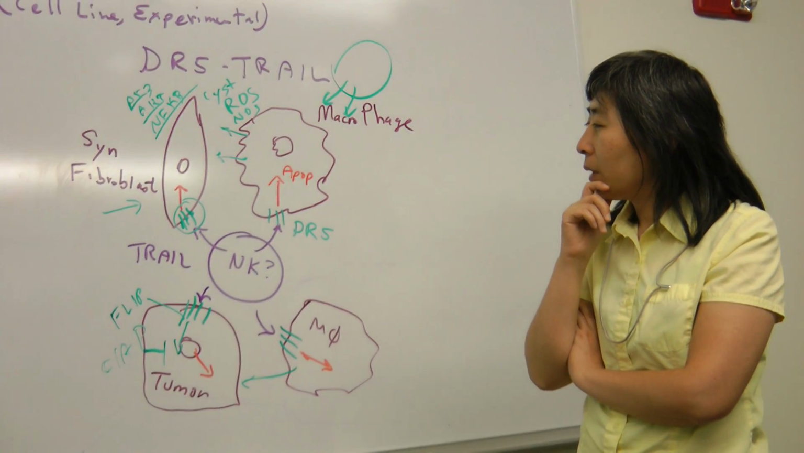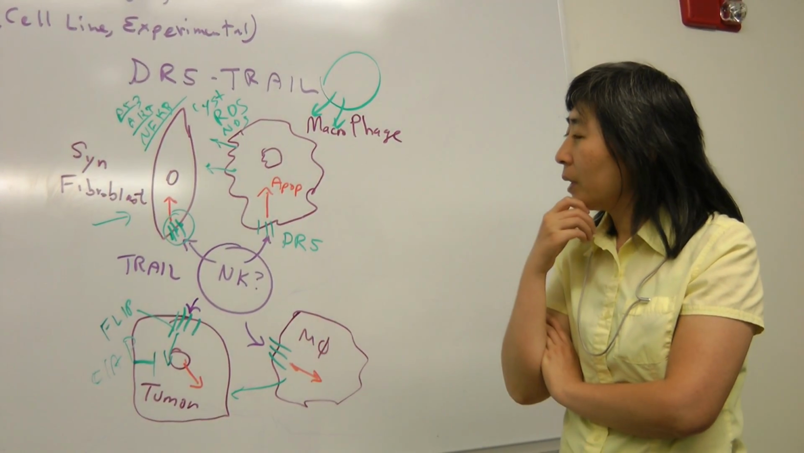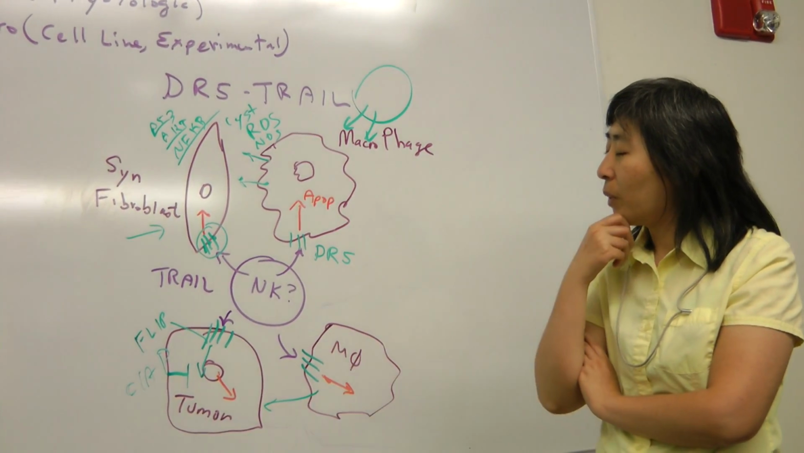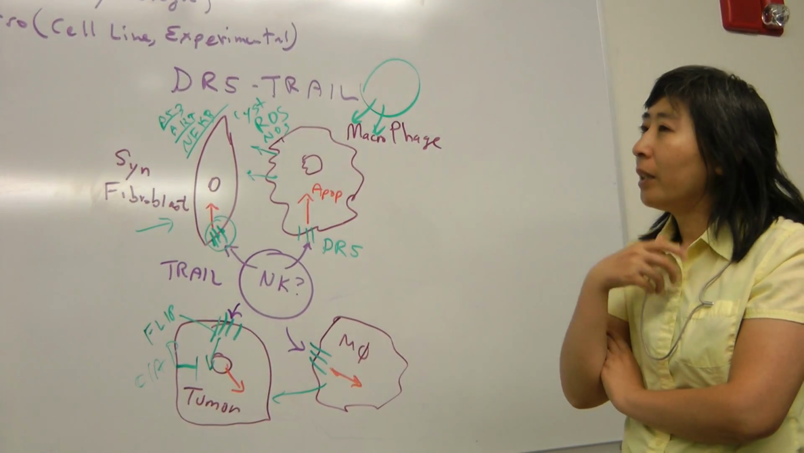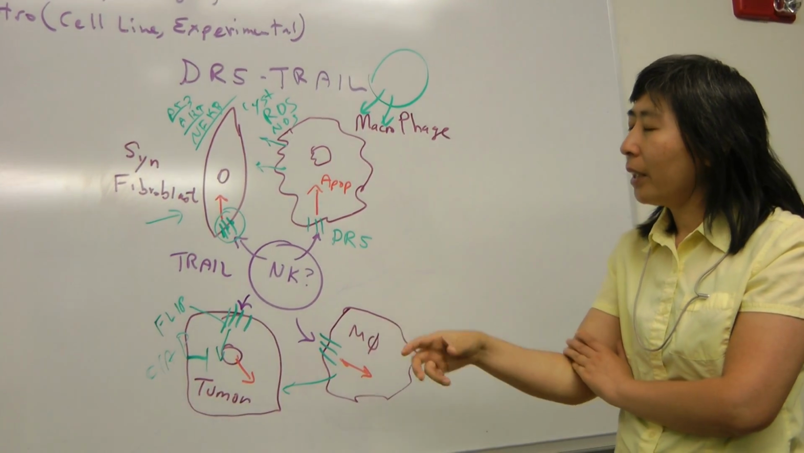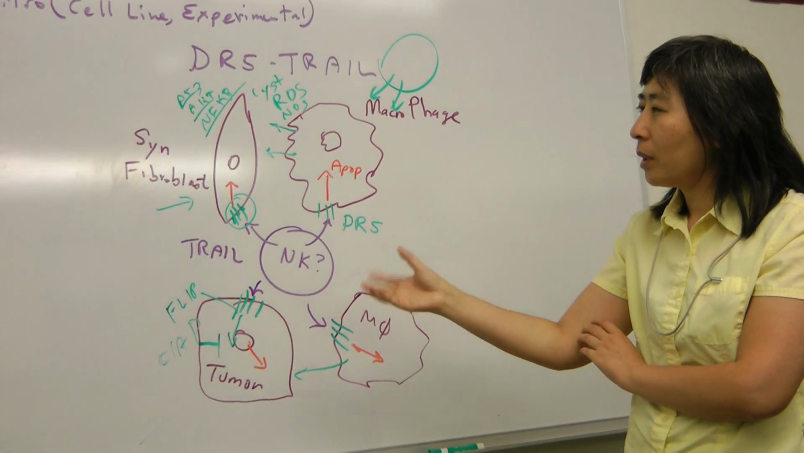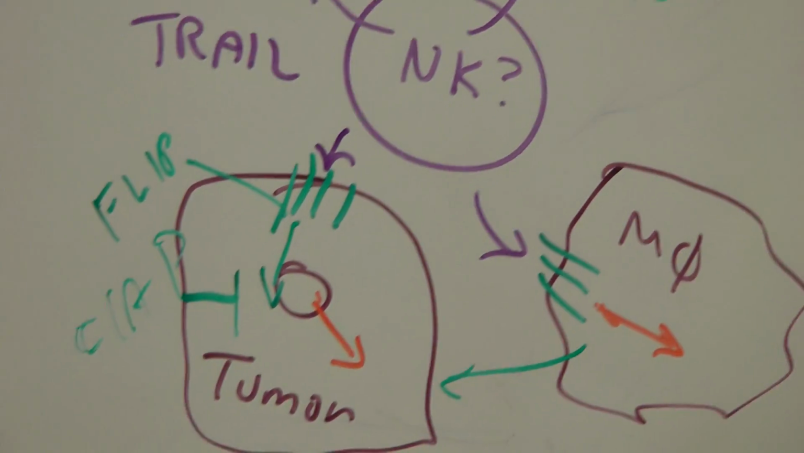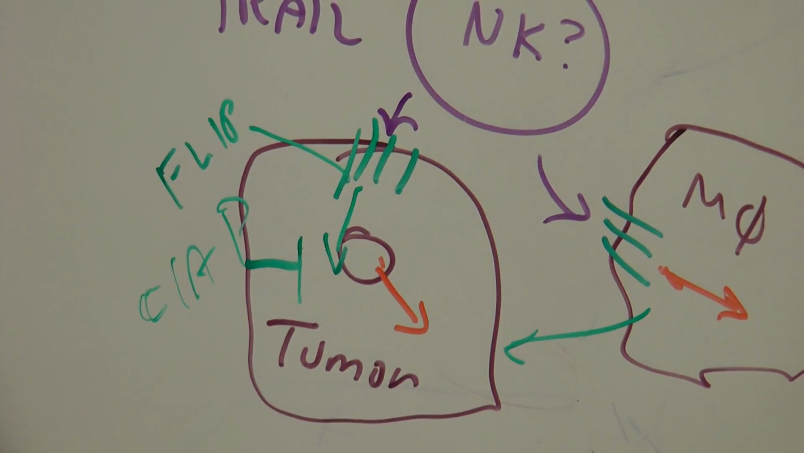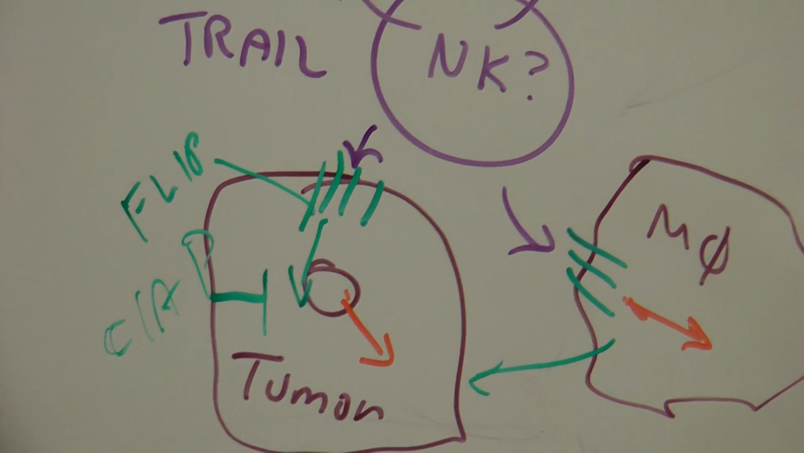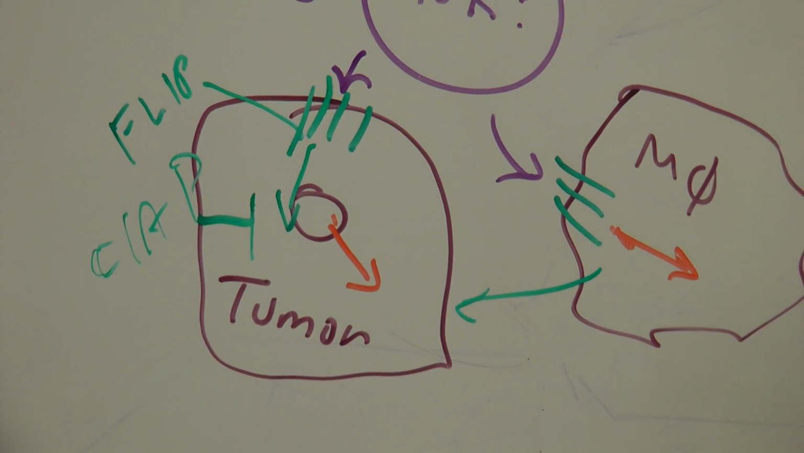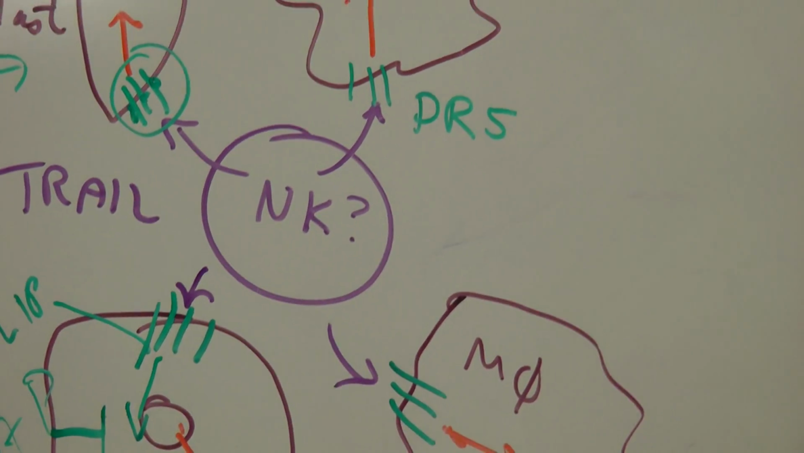Nonetheless, a lot of tumor cells are sensitive to TRAIL, which means they do express DR5. It is just that there's no good ligand or good cross-linking antibody to induce this signal, so the cell is not killed. So that's one thing to think about: why these cells, although they express DR5, are not killed properly.